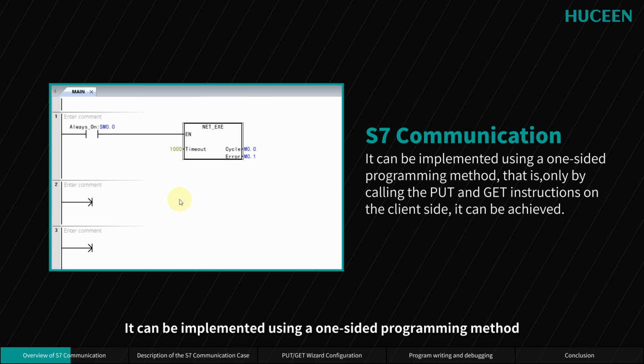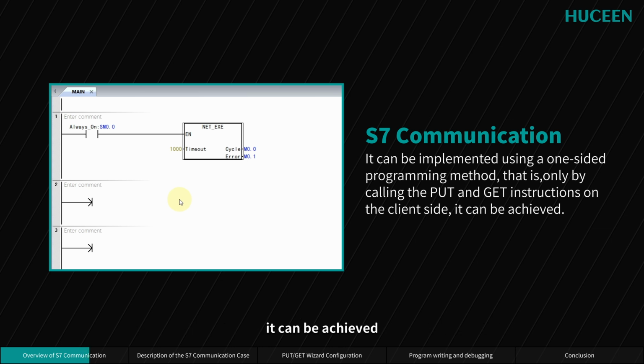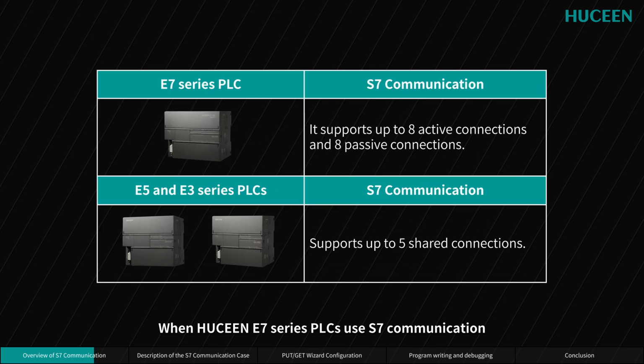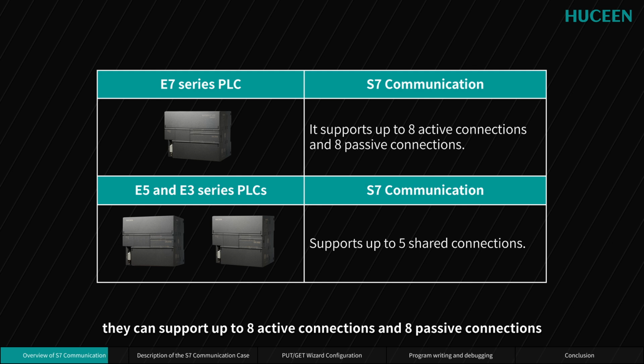It can be implemented using a one-sided programming method, that is, only by calling the put and get instructions on the client side, it can be achieved. When HUCEEN E7 series PLCs use S7 communication, they can support up to 8 active connections and 8 passive connections. The E5 and E3 series PLCs can support 5 shared connections.